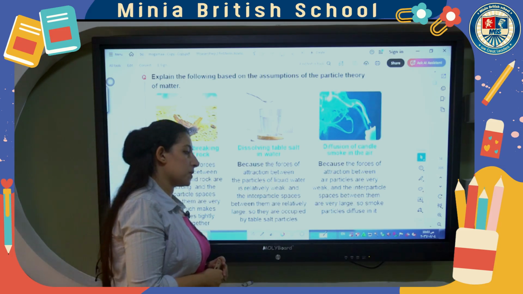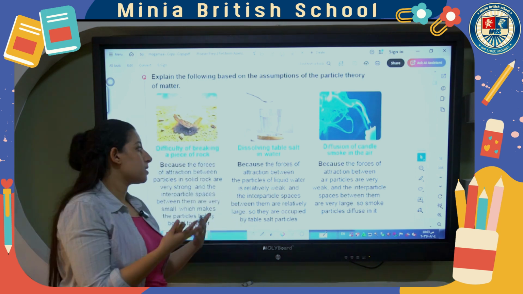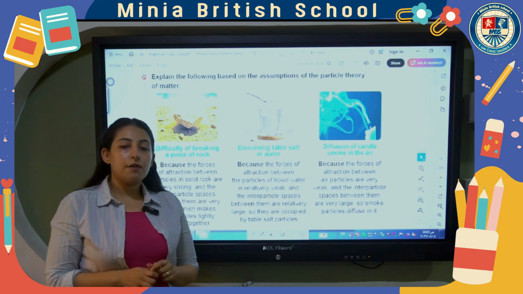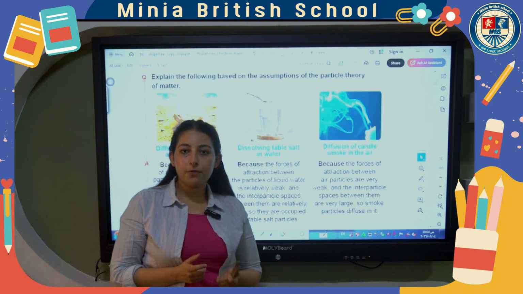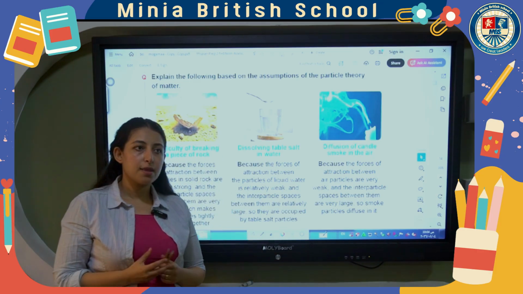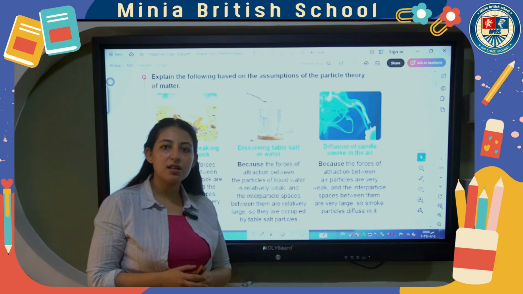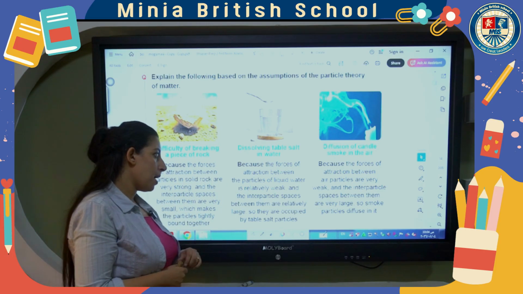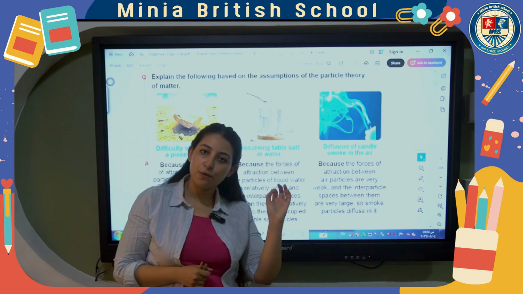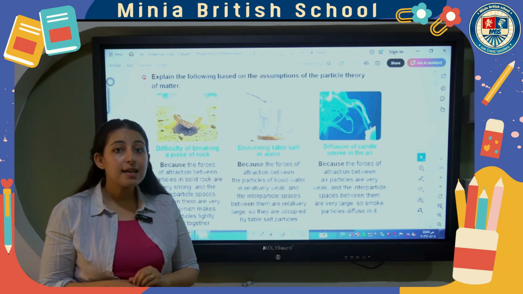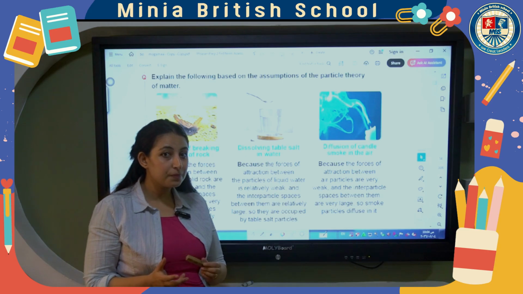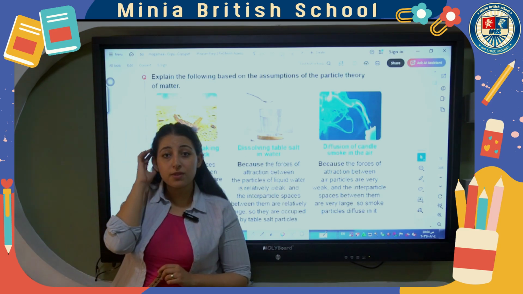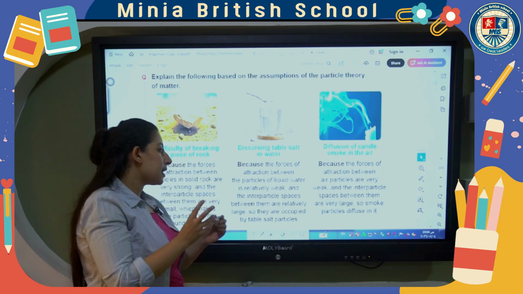The same in liquids, but a different question. Dissolving of table salt in water. When I put an amount of sugar or salt inside a cup of water or a cup of tea, they dissolve easily. They are soluble in water. Do you think why? Because the attraction force between the liquid molecules is relatively weak, while the interparticle spaces between them are relatively large.